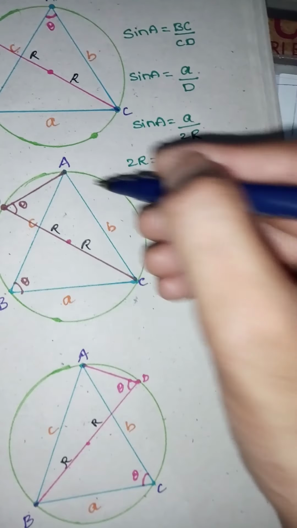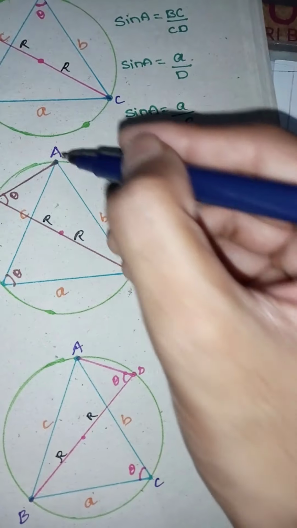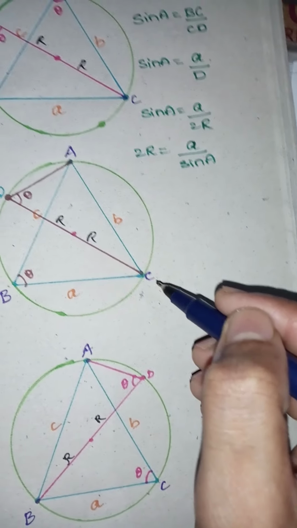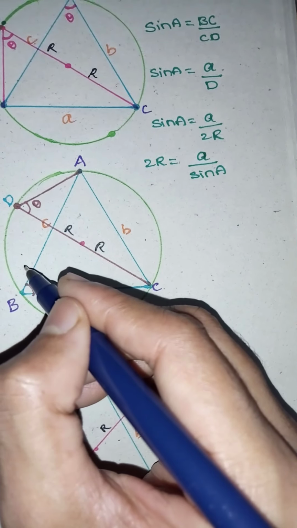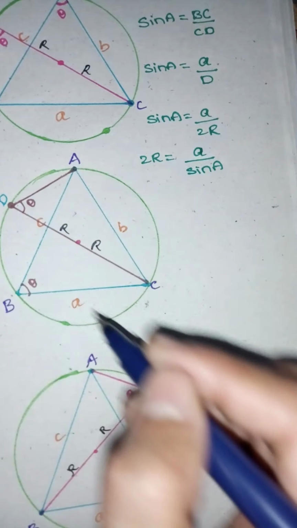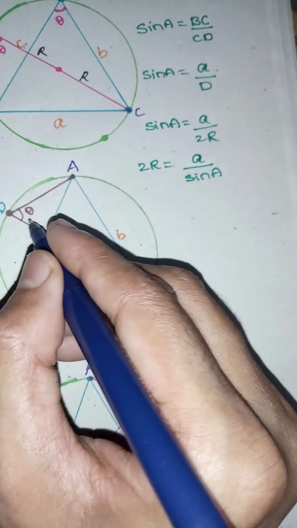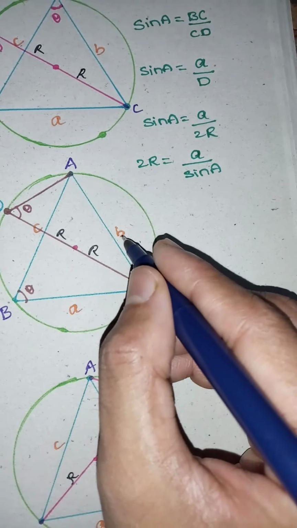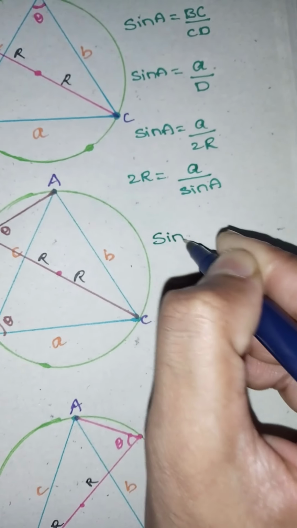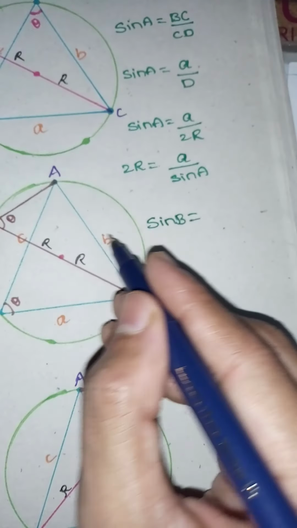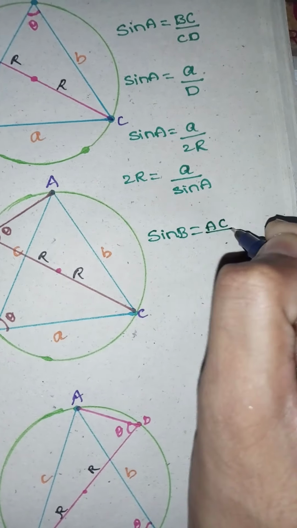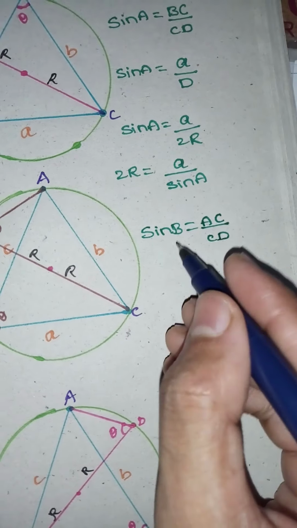Now come to the triangles ACD and ACB. Again AC is the chord. So here you have this triangle with equal angles, that is B and B here. Therefore I will make sine B equal to opposite side by hypotenuse, that is AC by CD.